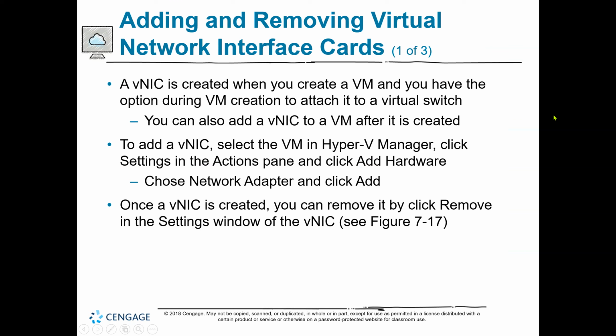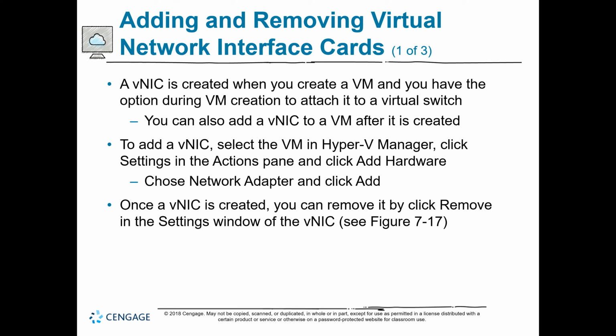Adding and removing virtual network interface cards. It's really not that difficult. A VNIC is created when you create a VM, and you have the option during VM creation to attach it to a virtual switch. You can also add a VNIC to a VM after it is created. To add a VNIC, select the VM in Hyper-V Manager, click Settings in the Actions pane, and click Add Hardware. Choose Network Adapter and click Add.